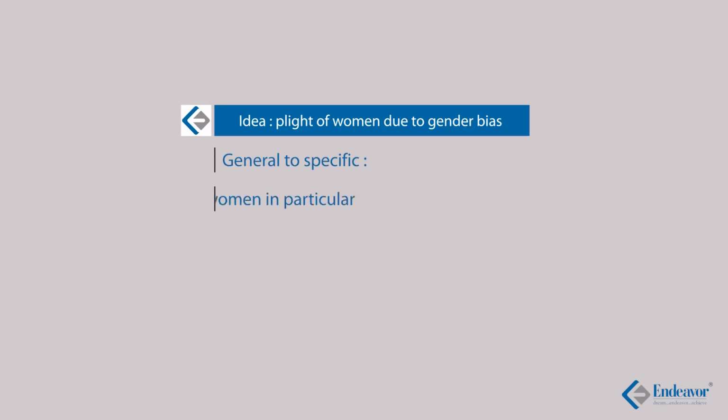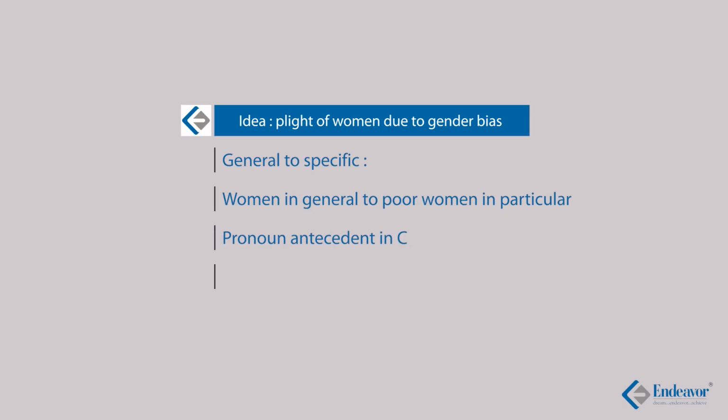I would reiterate, the idea was plight of women due to gender bias and class conflict. The flow of ideas from general to specific, women in general to poorer women in particular, pronoun antecedent link in C and additional premise which is the closure in A. Here we close this parajumble. So, the discussion on this ExCAT questions through the approaches that were discussed initially would have given you a lot of insight as to how to solve a key-in parajumble accurately.